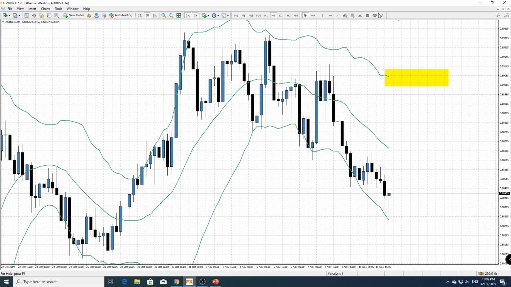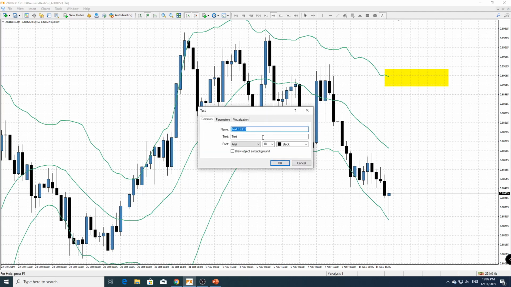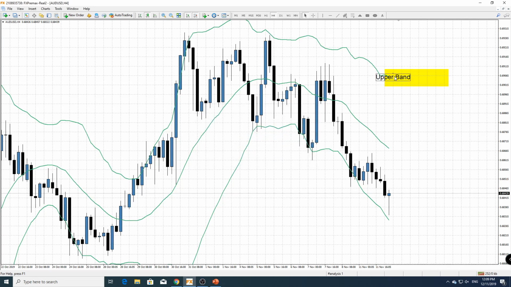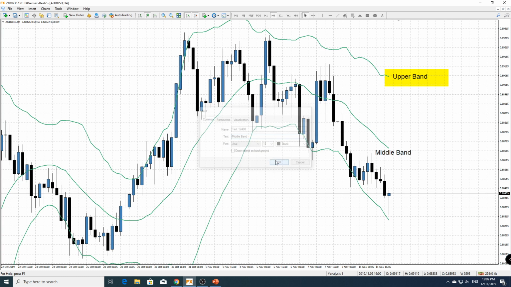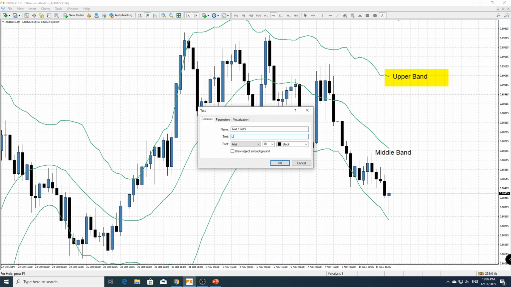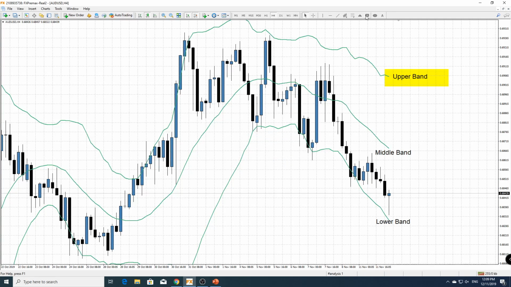So the upper one we call an upper band. Some traders call it a top Bollinger Band, but I call it the upper band as a standard. If you're following me, this is called the upper Bollinger Band, this one is called the middle band, and the last one we call the lower band. So practically we have three lines here: upper band, middle band, and lower band.